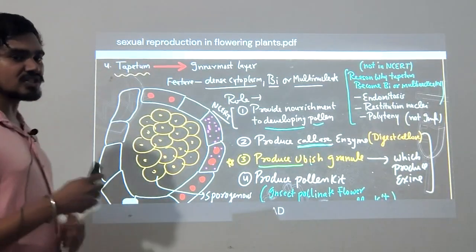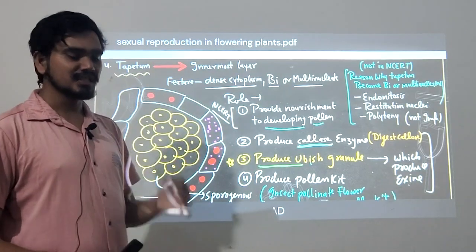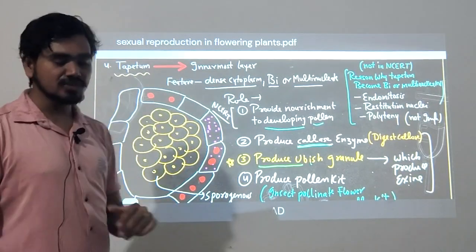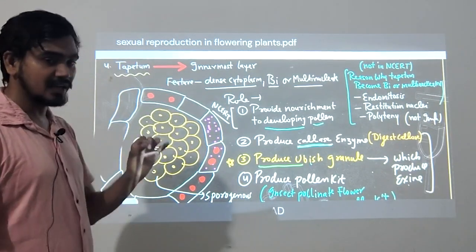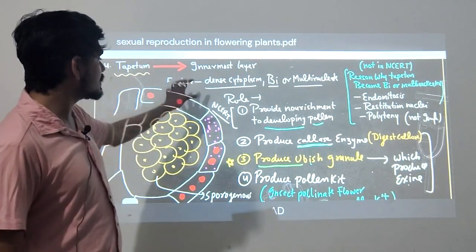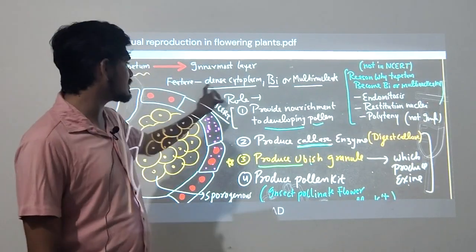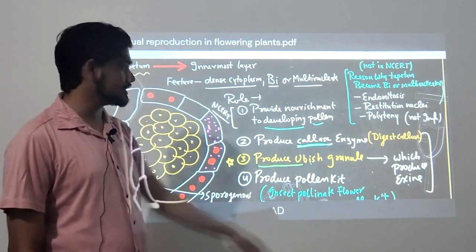So now the most important, the fourth one, is the tapetum. They have asked questions from the tapetum multiple times in NEET. So it is one of the most important topics, even for exam purposes. Now understand the innermost layer. The feature is that it has dense cytoplasm. Remember this thing, it has dense cytoplasm and it contains bi- or multinucleate conditions.